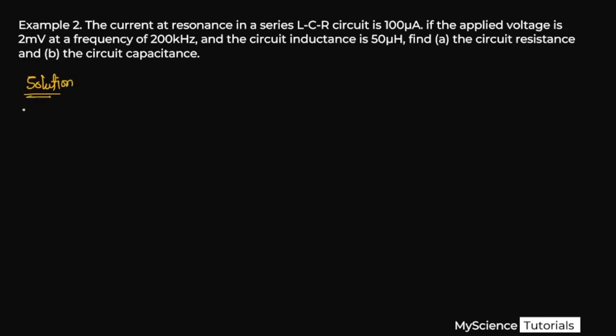We're told that the current in this particular circuit is 100 microamperes, so 100 times 10 raised to the power minus 6 amperes. And then we're told that the voltage V is equal to 2 times 10 raised to the power minus 3 volts. The frequency, which is the resonant frequency, is 200,000 hertz. And we're also told that the circuit inductance, which is L, is equal to 50 microhenry. We have to find the circuit resistance and the circuit capacitance.